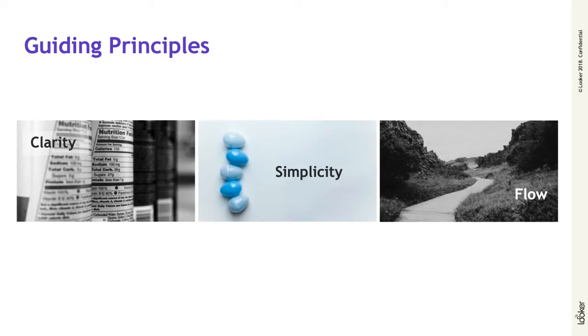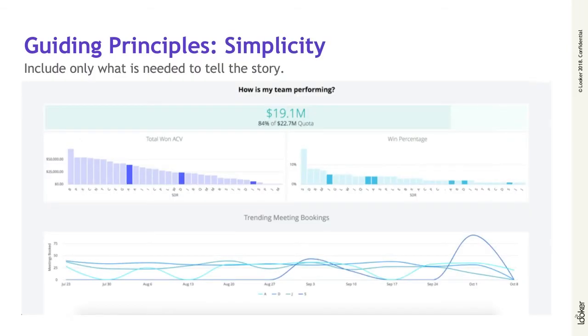Now on to simplicity. Your guiding light here is to include only what you need to include to tell the story you want to tell. So everything should have a purpose. Think back to your big idea. What is the action your audience wants to take after they see this information? And does every tile contribute to that idea?